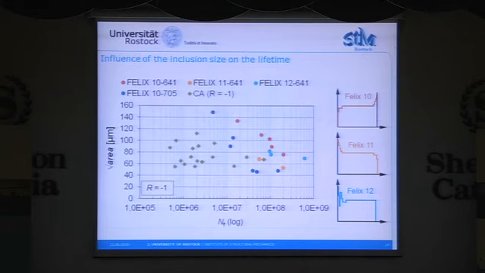But if we look at the inclusion sizes, you can see that there is a clear difference between Felix 10 with a smaller highest amplitude and Felix 10 with 705 megapascals. There are smaller inclusion types for the same number of cycles to failure. And here a small difference can be observed for the different reconstruction types. Nevertheless, all are shifted to higher lifetimes.